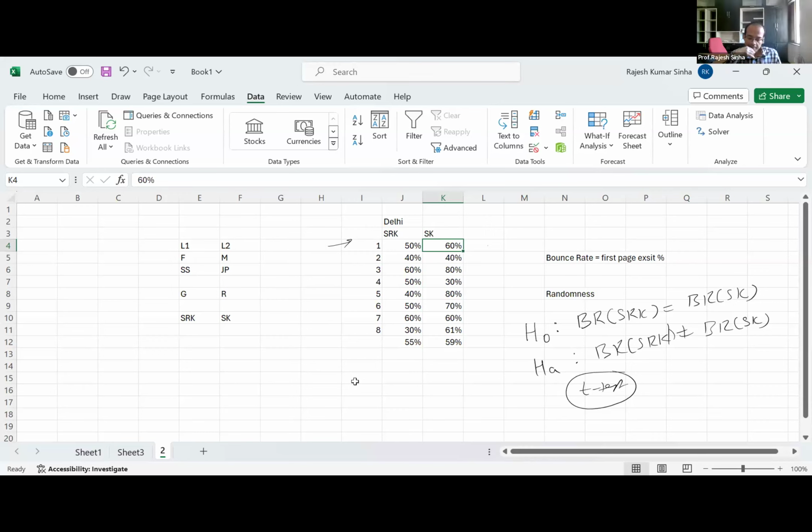Yeah, that's an interesting thing. That's an interesting thing. So the meaning is that this will be a matter of another test.